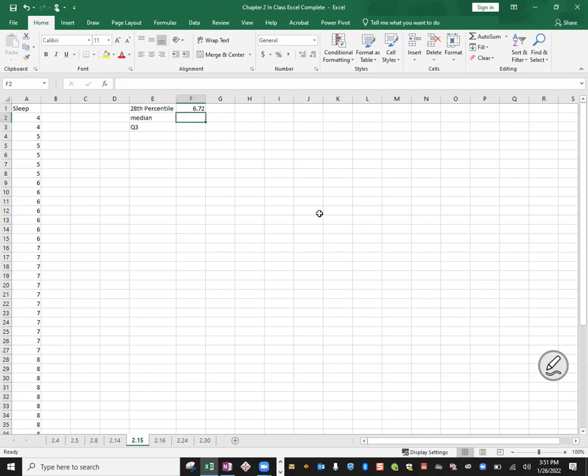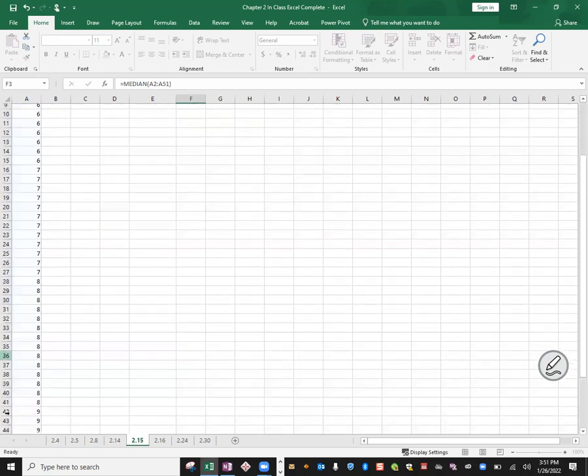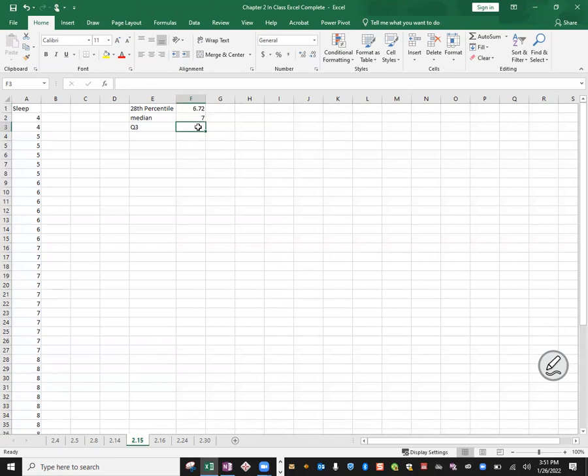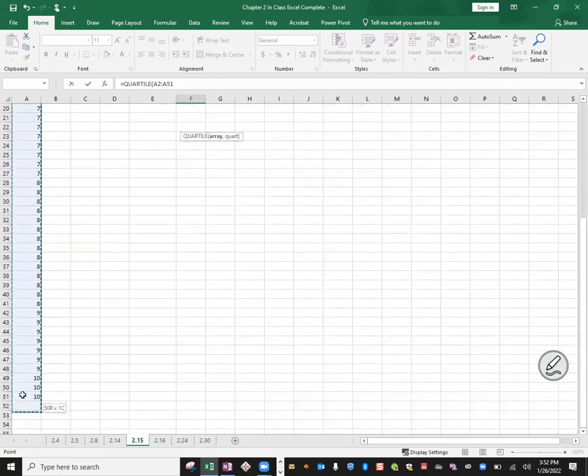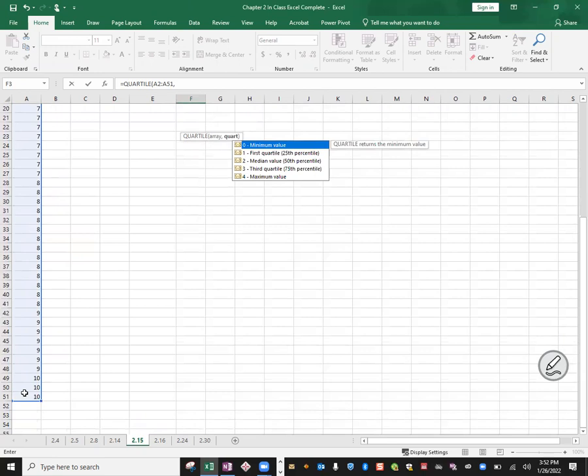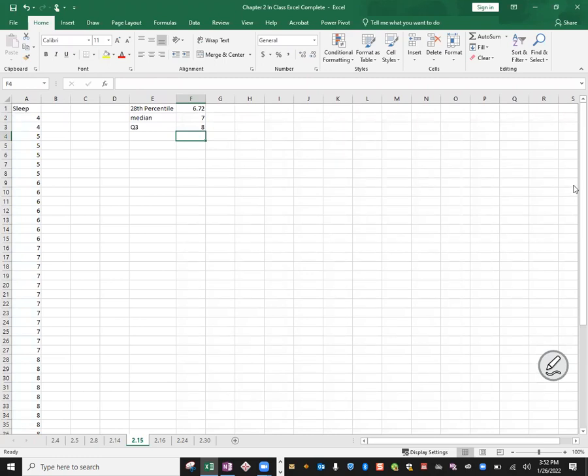So we're going to now do the median. We've done this already in the 5-number summary, so I'm just going to go ahead and do that. Again, you have to select all of the data values that you want to find the median of. And we see that our median is the same. It is 7. And we did quartile 3 before as well. So we're going to go ahead and do quartile 3. And again, you're going to highlight the values that you want, comma, and then we're going to put 3 because we want the 3rd quartile. And we're going to close parentheses and enter. And you see we get the same value that we got when we did it by hand.